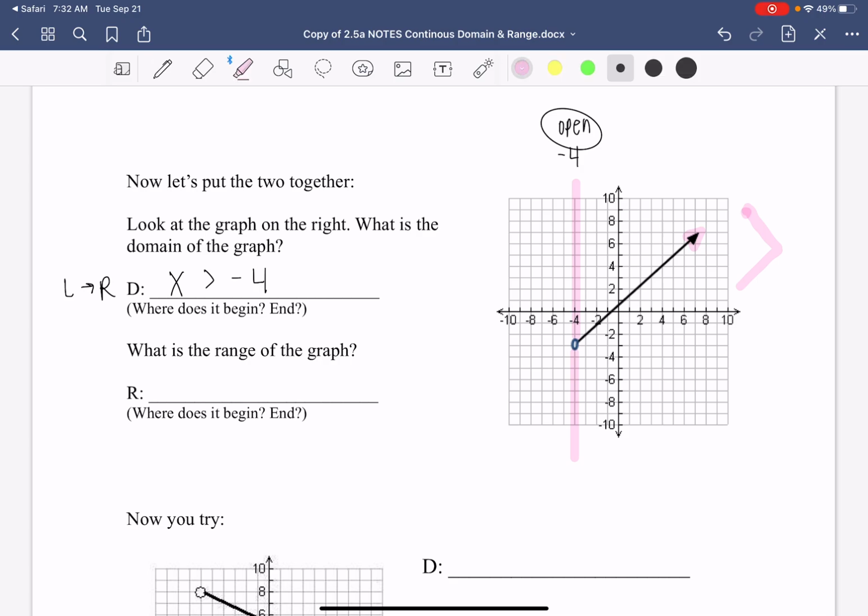All right, range. Where does it begin? So remember, range is bottom to top. Well, it begins on -3. And again, it's open. And it keeps on going up, up, up forever because of this little arrow right here. So because it's above that number, y is going to be greater than -3. And it's greater than because of the open endpoint it has.